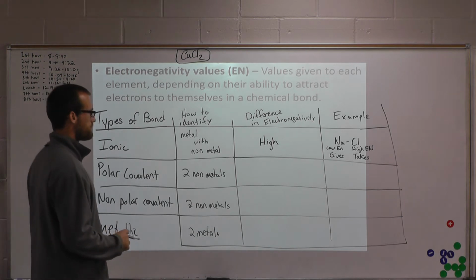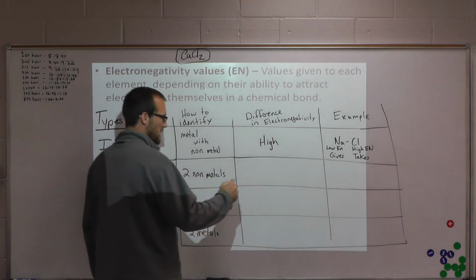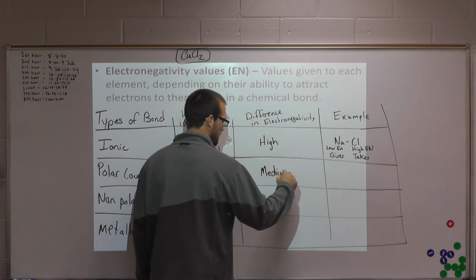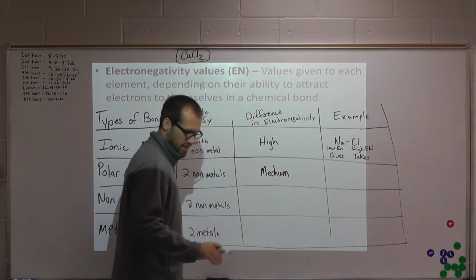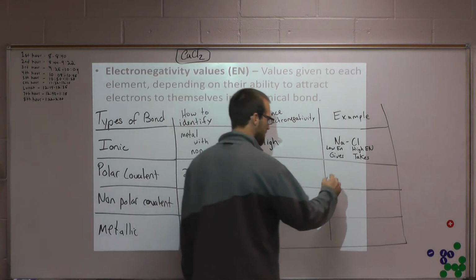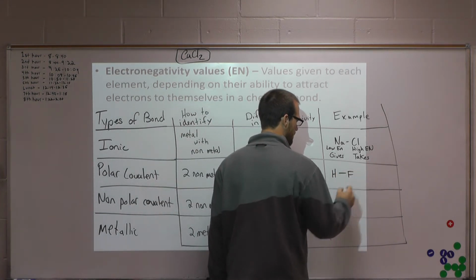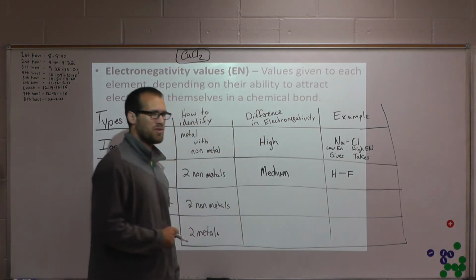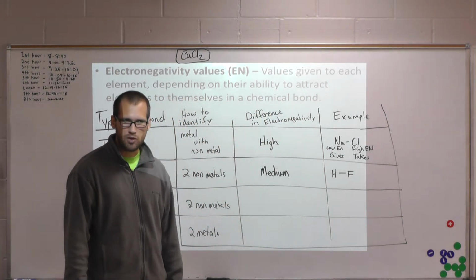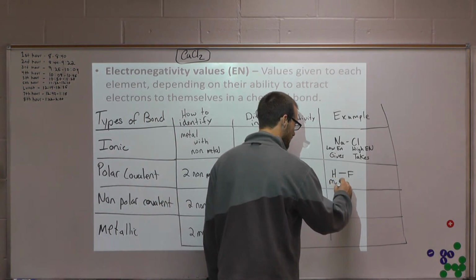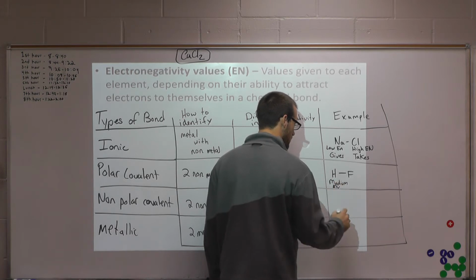Okay, polar. I would say this would be in the medium difference. Let's give you an example like HF. Hydrogen doesn't really have a low electronegativity value, so it still wants it. So it's shared, but more so on the fluorine.